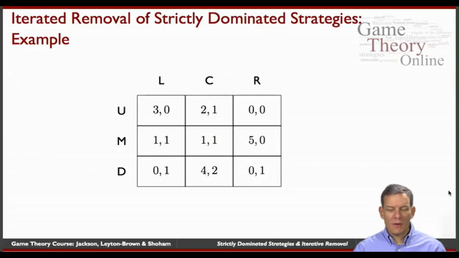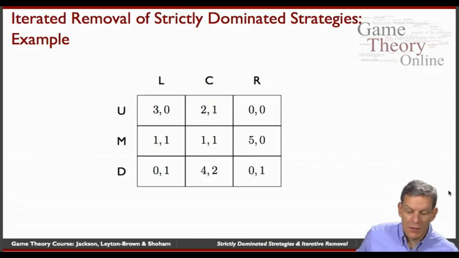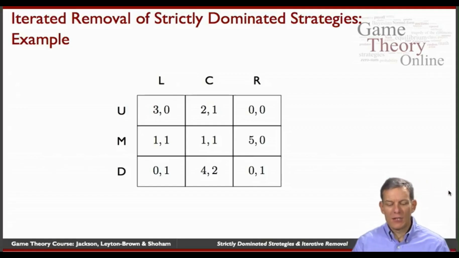Okay, so let's have an idea now of iterated removal of strictly dominated strategies. Here's a game, a 3x3 game. It's got a bunch of different payoffs in it. We look at it, and suppose you want to find the Nash equilibrium of this game. Well, it gets a little complicated, because whether you're thinking about mixed strategies or pure, you have to consider all the possible combinations.